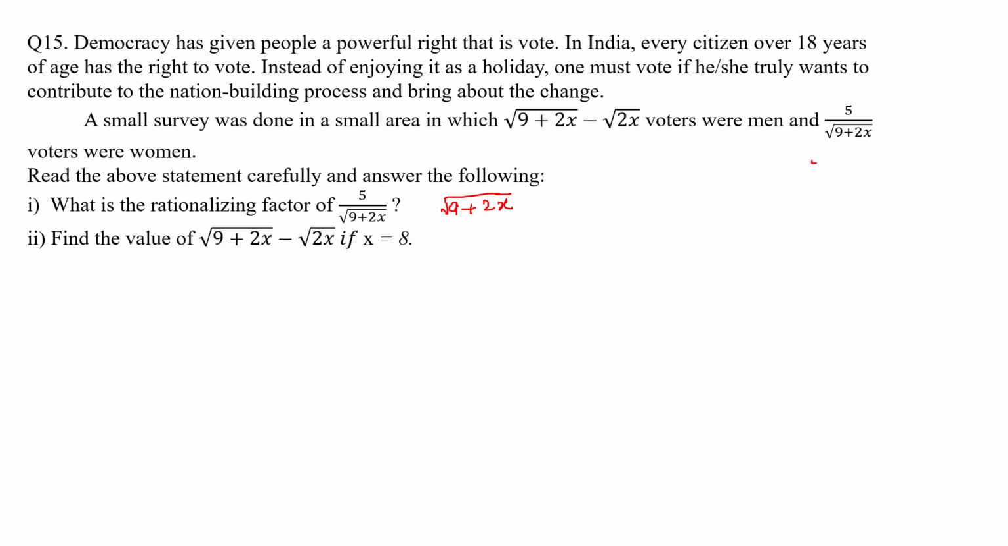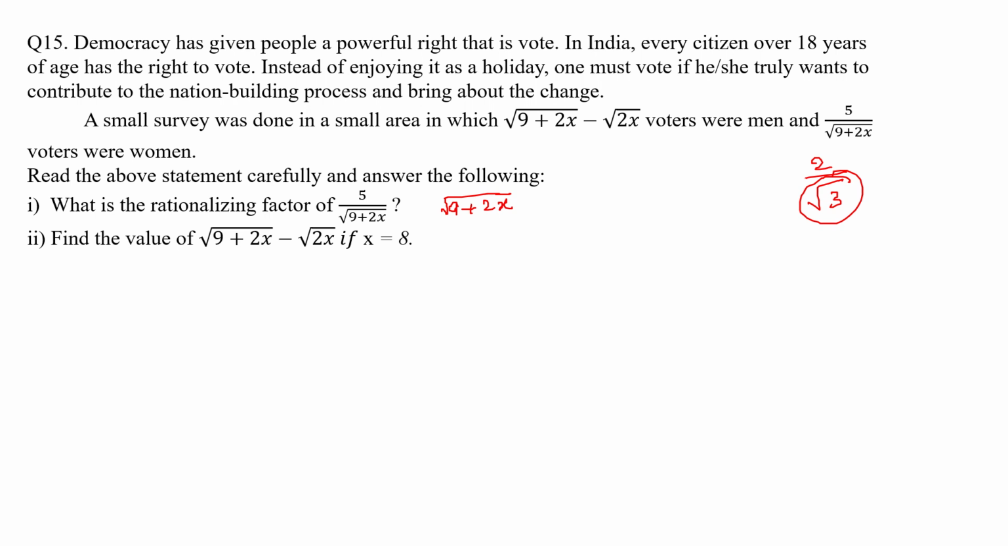We know, right? If it is 2 by root 3, the rationalizing factor itself is root 3 only, because this 3 we cannot reduce further. So the rationalizing factor here is root 3. Same way here, the rationalizing factor is root of (9 plus 2x).